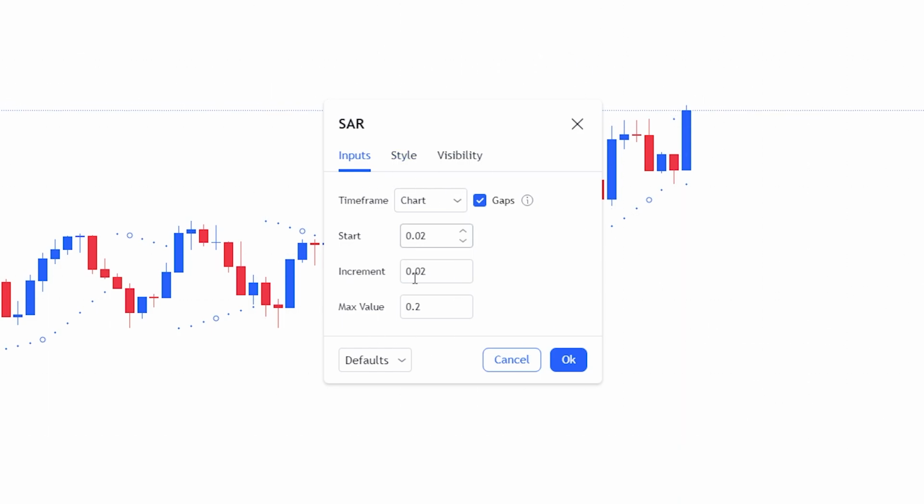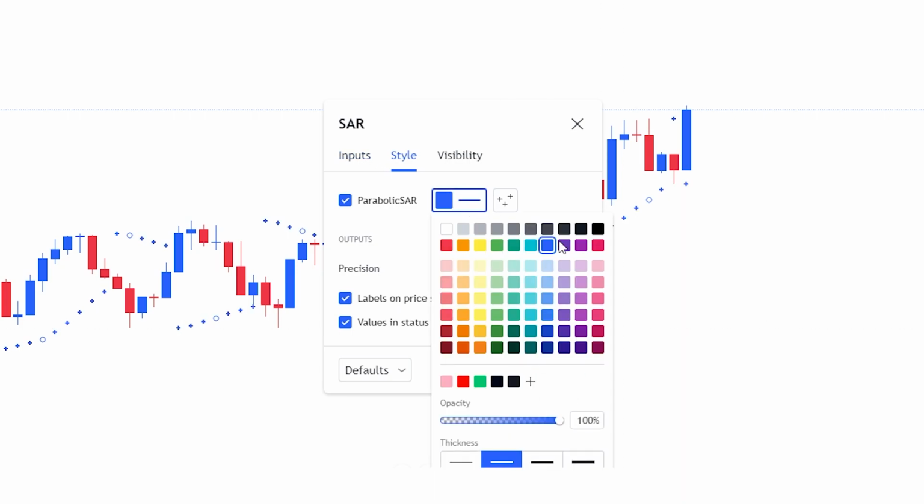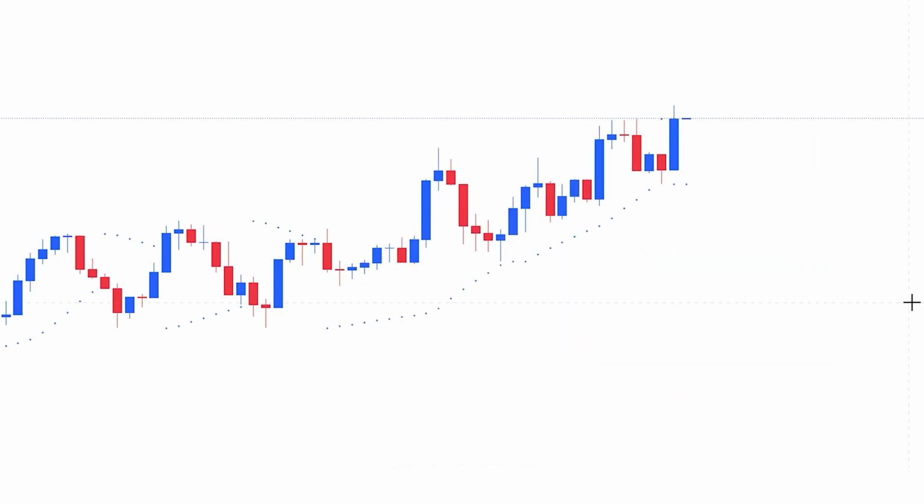We're not going to change any inputs, so leave it as it is, and for style you can actually increase the thickness of it, which gives you a little bit clearer bubbles. But to me personally it does not matter. I like my charts to be clean, so I'm just going to click OK and that is it.